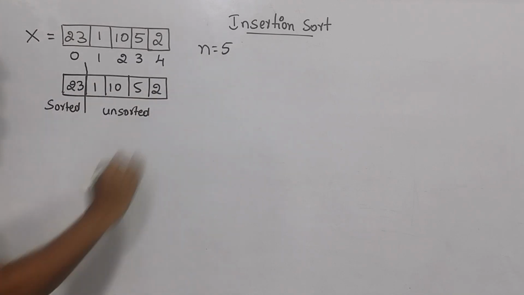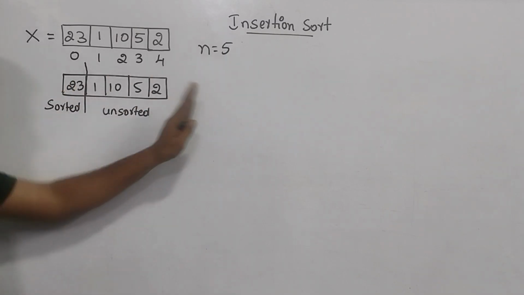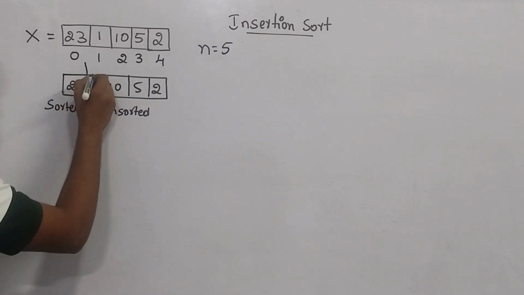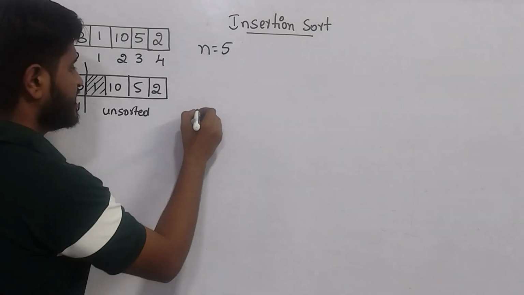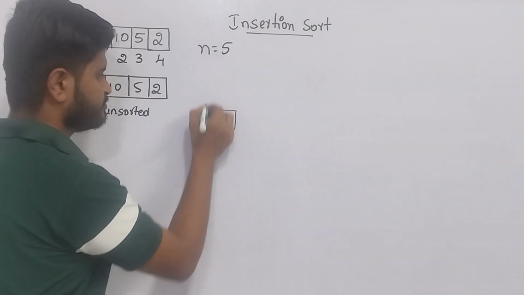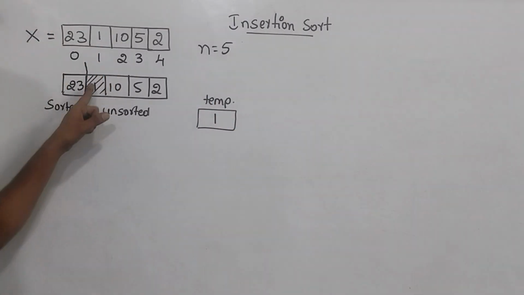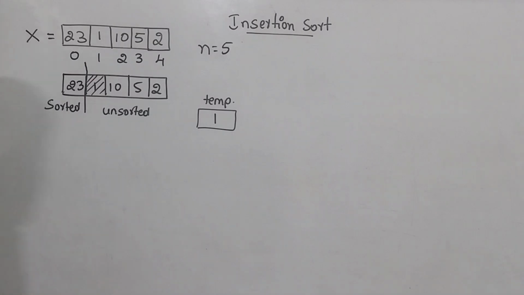So whatever be the length of the array, take the first element as the sorted and all others as the unsorted. Now what you must do is select the first element in the unsorted sublist and keep it in the temporary space. So this is the temporary space. I will be keeping the one which was the first element of the unsorted sublist.